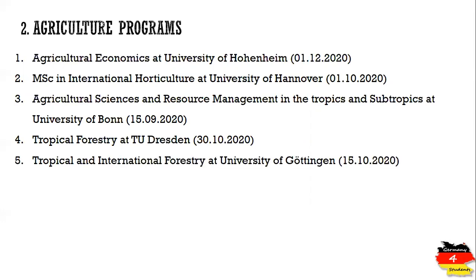The fifth program is Tropical and International Forestry at University of Göttingen. The deadline is 15th of October. So you see that there are different universities which are offering these programs, and you can figure out if you want to stay in one particular city or at one particular university or not. So you have a good selection of programs as well as the universities and regions, definitely.